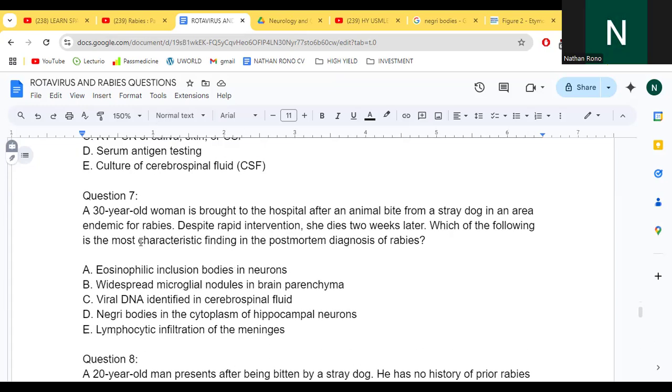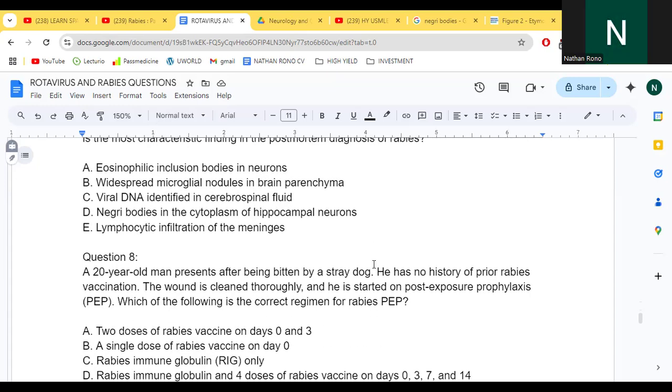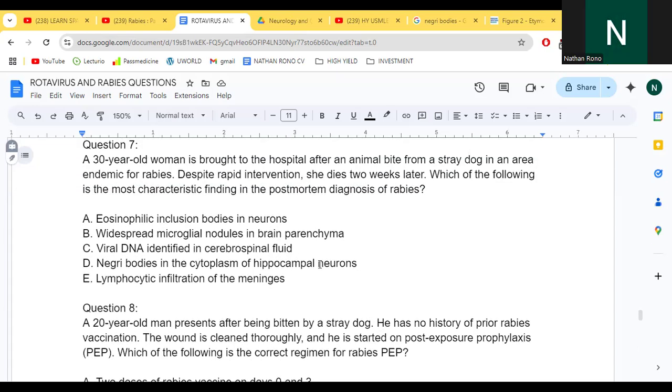Then number 7, a 30-year-old woman is brought to the hospital after an animal bite from a stray dog in an area endemic for rabies. Despite rapid intervention, she dies 2 weeks later. Which of the following is the most characteristic finding in the postmortem diagnosis of rabies? So this one we mentioned. What will you find?